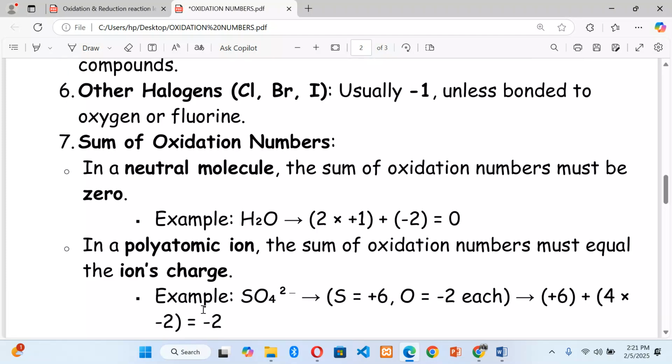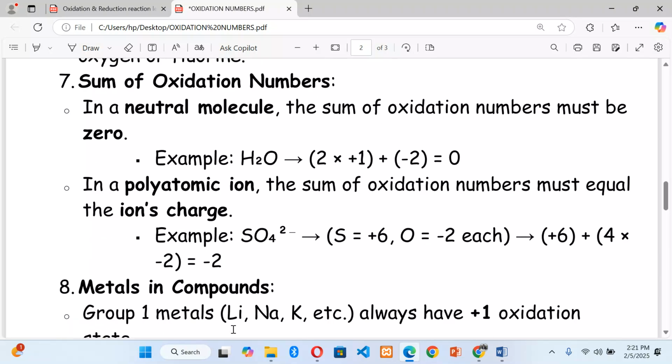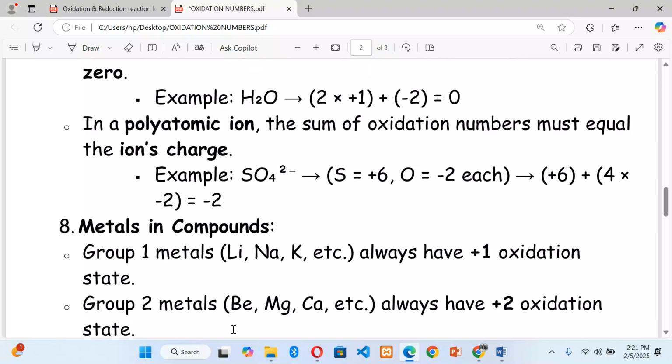For example, let's have a look at sulfate. The sulfate ion has a charge of -2. So when you add the oxidation numbers of sulfur and oxygen, you get -2. The sum of oxidation numbers must equal the ion's charge. Sulfur is +6 and oxygen is -2 each, so +6 plus 4 times -2 for oxygen, and the answer is -2. That helps us even when we are calculating different numbers.